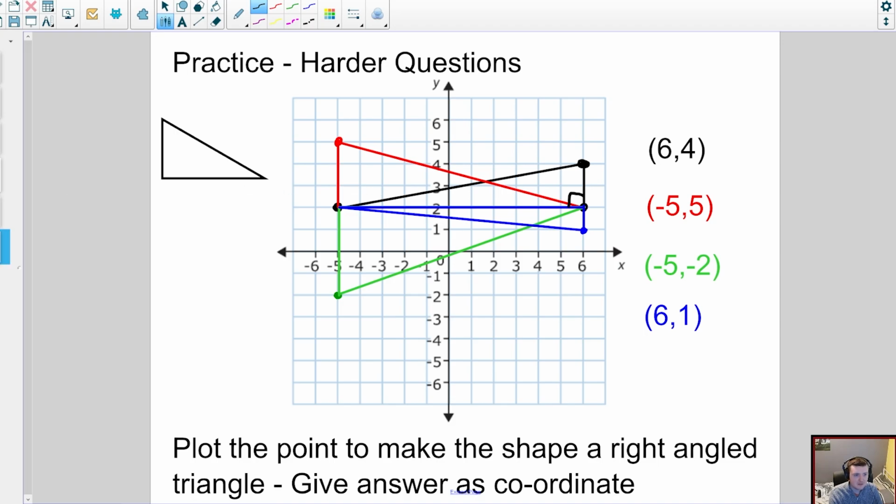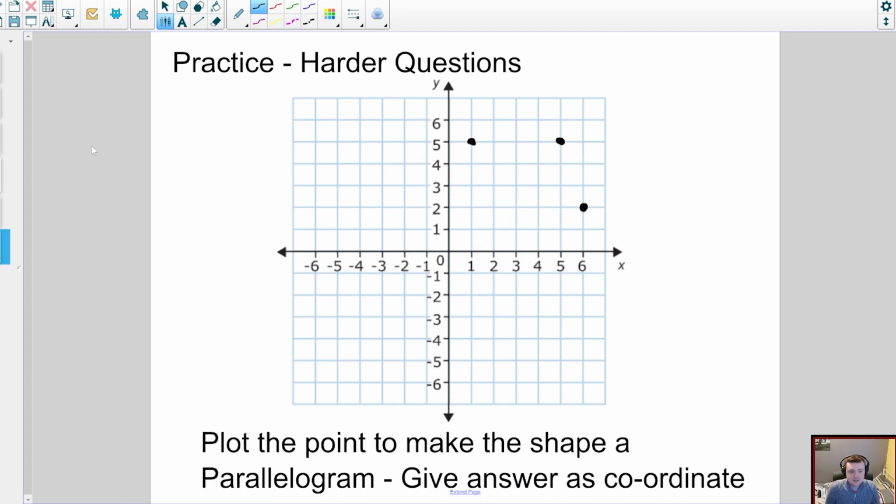Okay, now final one, a little bit more tricky. This says plot the point to make the shape a parallelogram. Give your answer as a coordinate. So again, 5 seconds. Pause the video, have a go, and I'll see you in a second.